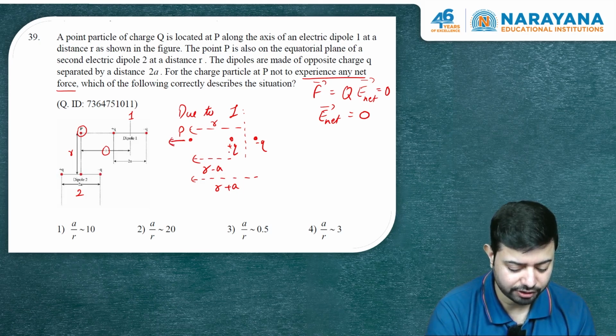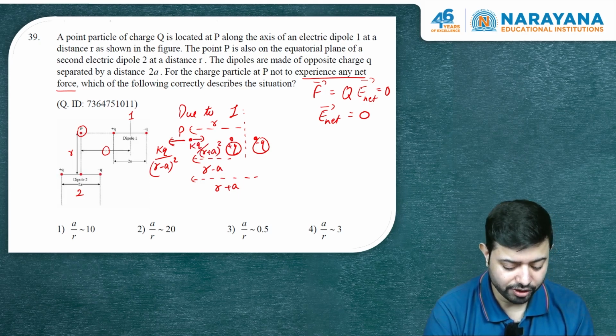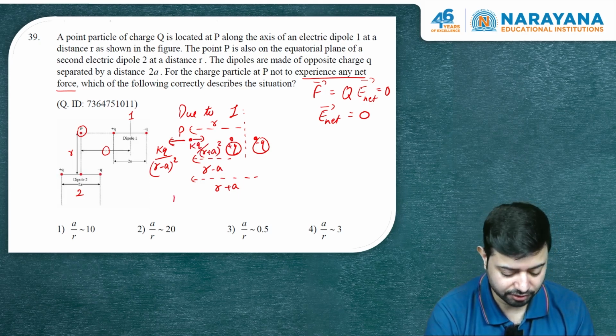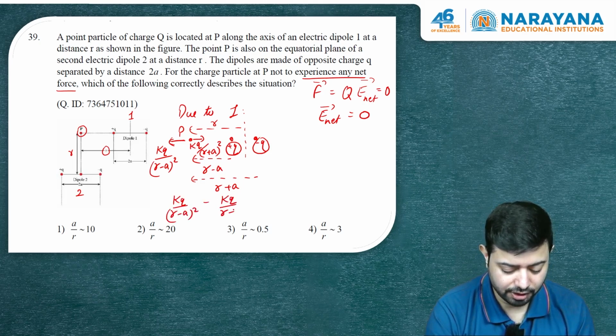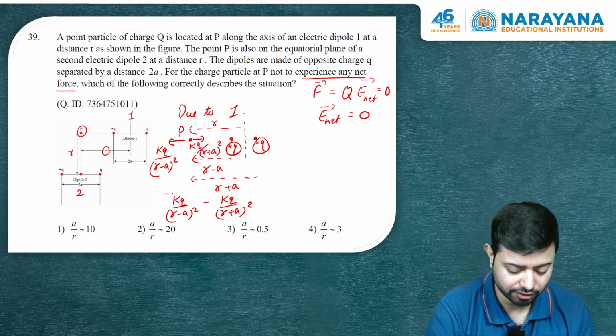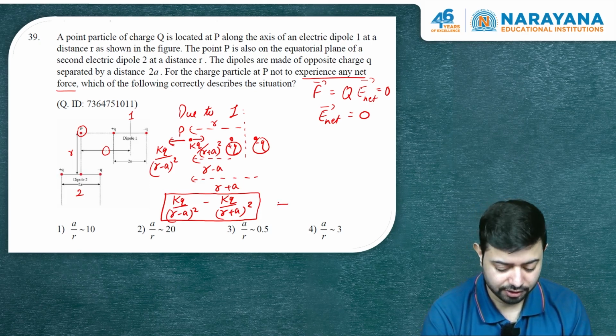This is the left direction field due to plus q. I am writing down first for the plus q, k q by r minus a whole square, and then from the minus q part it will be in the right direction. How much will it be? Formula wise it is going to be k q by r plus a whole square. So, what is the net field? Net field in the left direction is k q by r minus a whole square minus k q by r plus a whole square. This is the field due to dipole 1 at point P, and the direction is overall in the left direction.